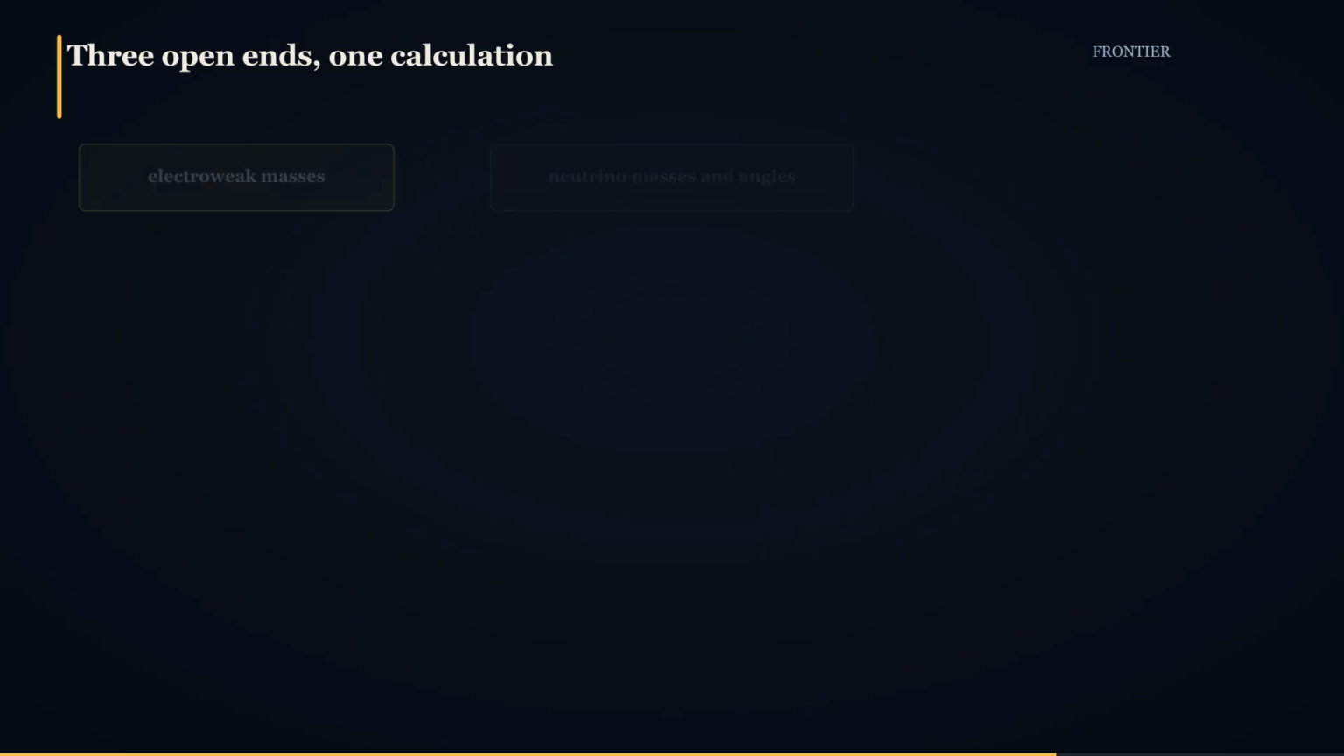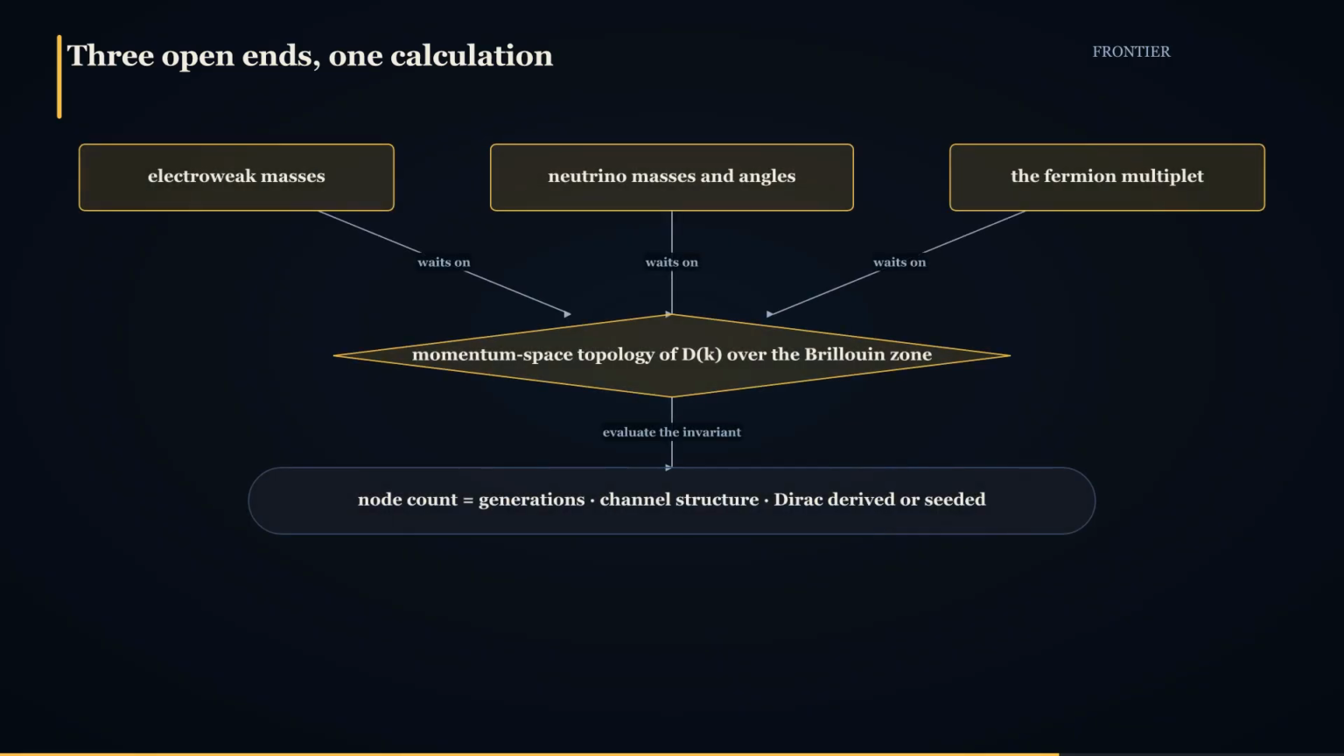Now the frontier, and there is something almost suspicious about the way it lands. 3 panels, 3 open ends, and one object closes all of them. The electroweak masses wait on the gauge mode mass matrix. The neutrino masses and angles wait on the channel structure. The fermion multiplet waits on the node count.